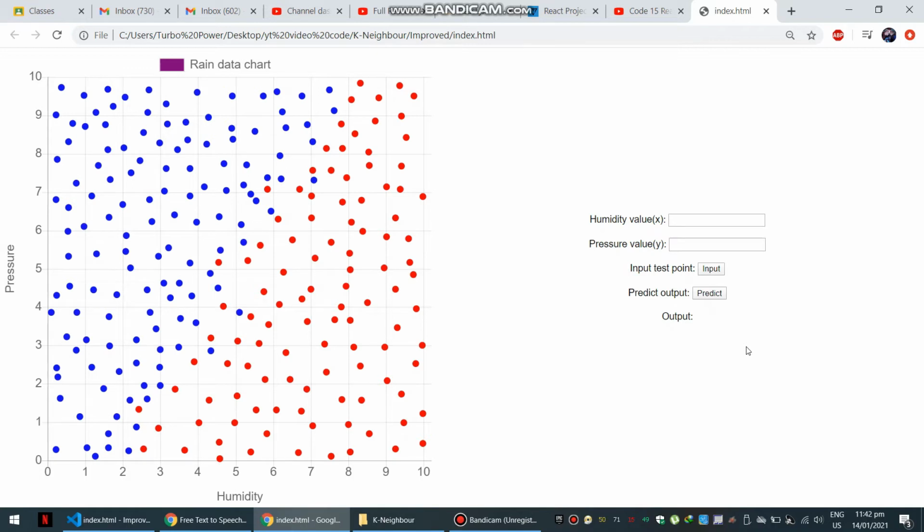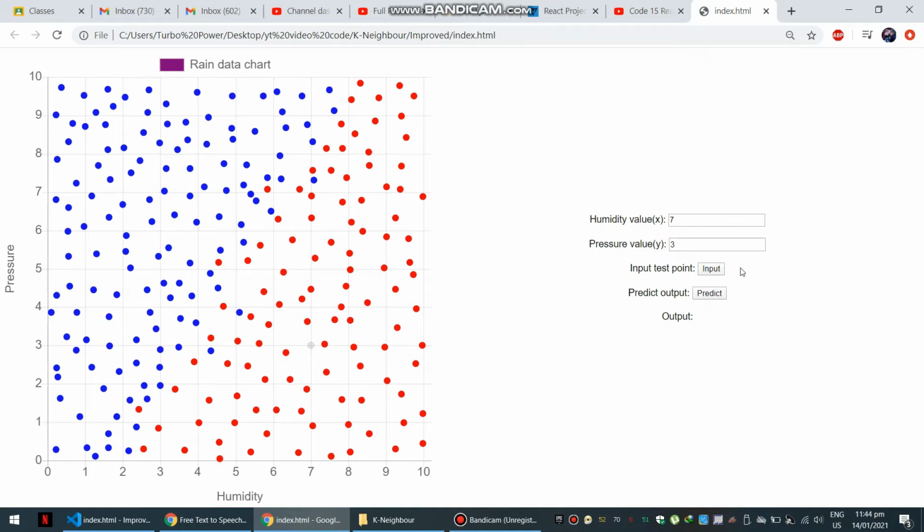It is much easier to understand the KNN algorithm using a scatter chart. Let's take the values of humidity and pressure of the test point as 7 and 3 respectively. By clicking the input button, the machine will store these values and it will also plot the test point on the scatter chart. As the value of the third property of the test point is not known yet, the test point is not filled with any color. When I click the predict button, the machine will use the KNN algorithm and predict the most probable value of the third property of the test point.